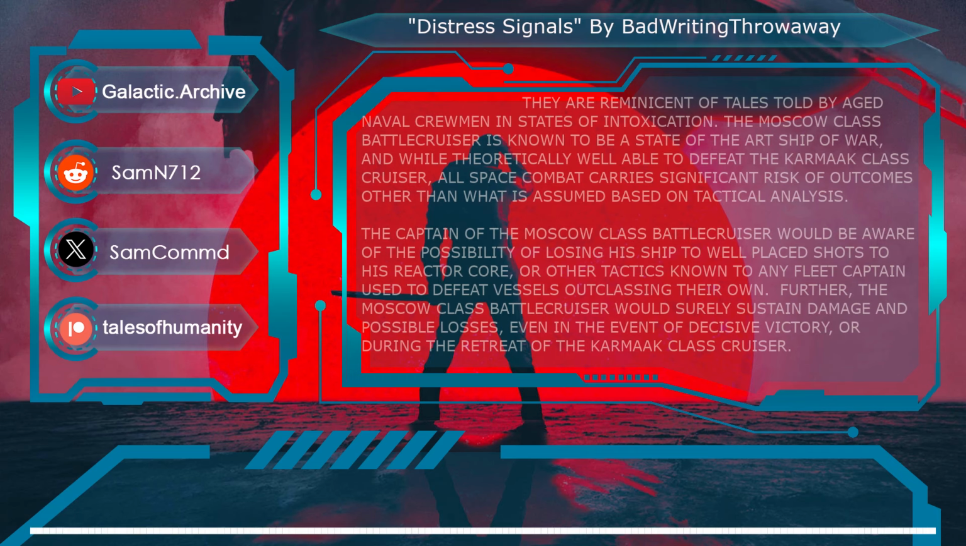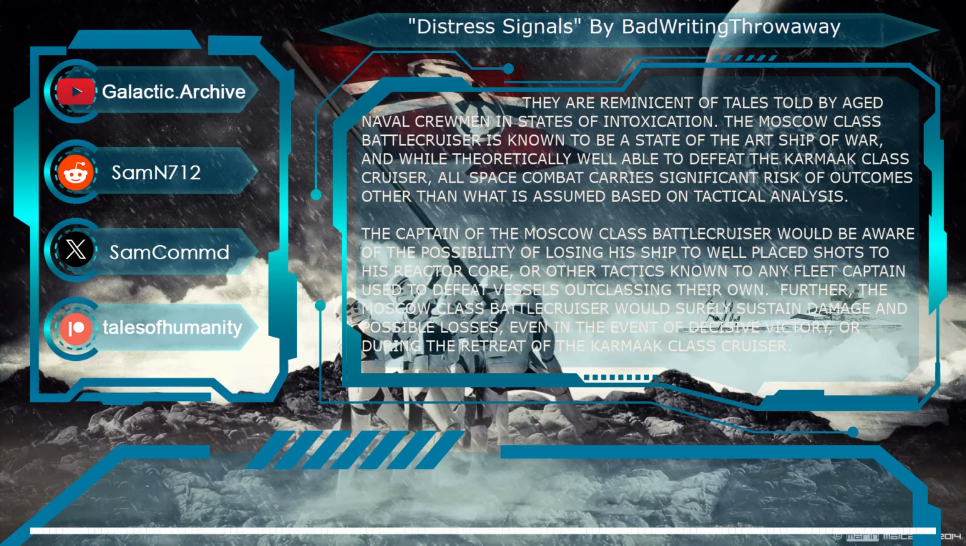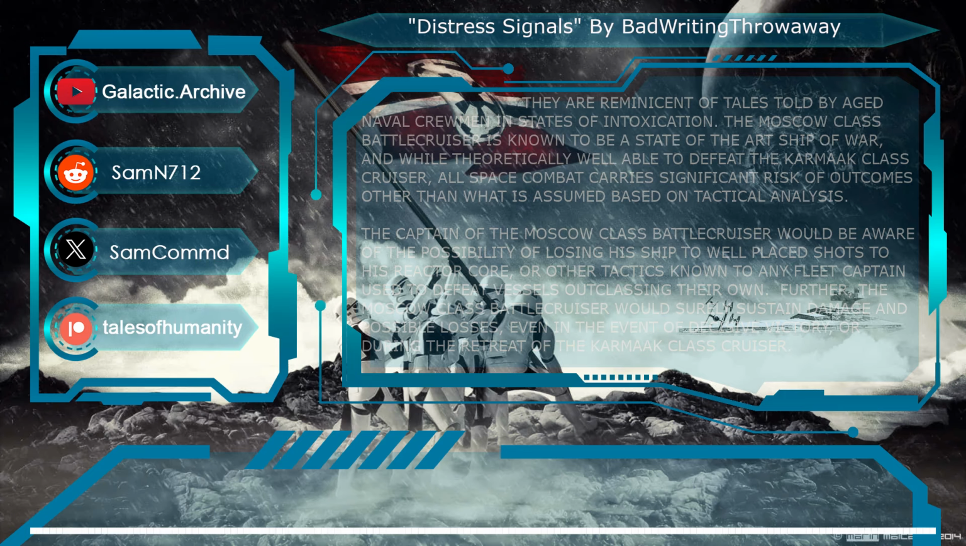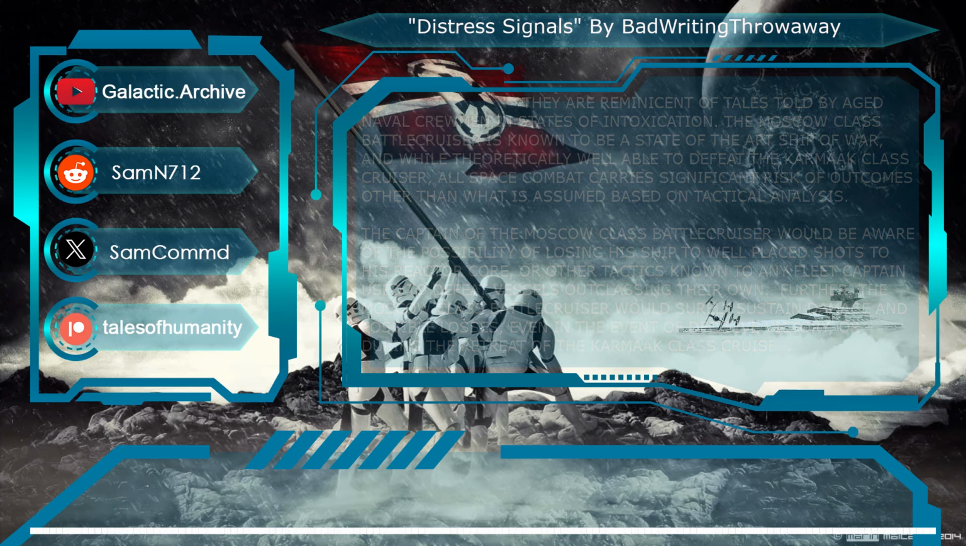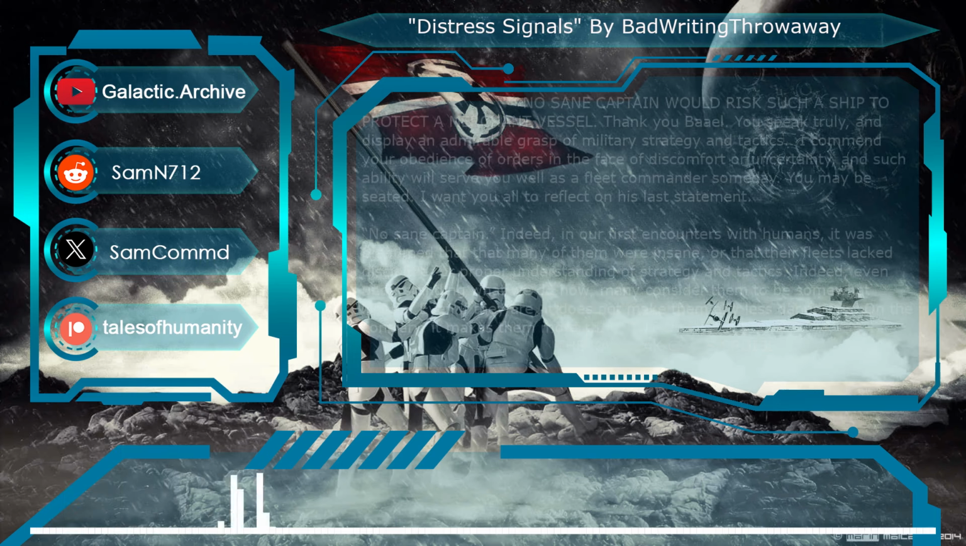The Moscow-class battlecruiser is known to be a state-of-the-art ship of war, and while theoretically well able to defeat the Karmak-class cruiser, all space combat carries significant risk of outcomes other than what is assumed based on tactical analysis. The captain of the Moscow-class battlecruiser would be aware of the possibility of losing his ship to well-placed shots to his reactor core or other tactics known to any fleet captain used to defeat vessels outclassing their own. Further, the Moscow-class battlecruiser would surely sustain damage and possible losses, even in the event of decisive victory or during the retreat of the Karmak-class cruiser. No sane captain would risk such a ship to protect a merchant vessel.